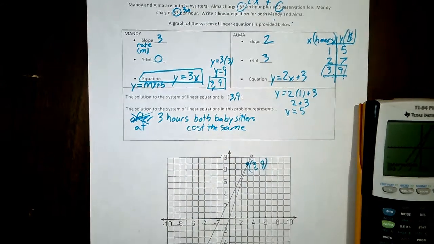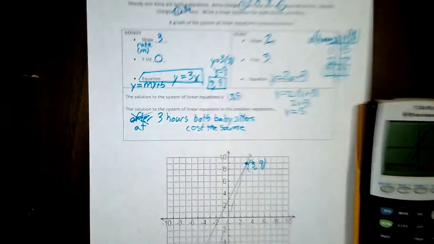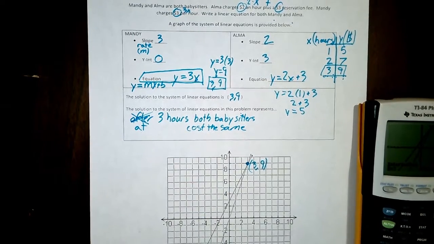Now let's go look at the reviews. And why would we care to know that? Why do we care to know when the babysitters cost the same? We kind of actually talked about this in Unit 1. Why does it matter to know at 3 hours they cost the same?